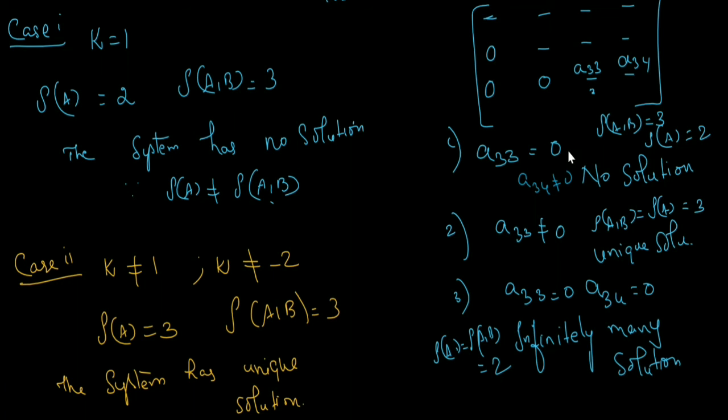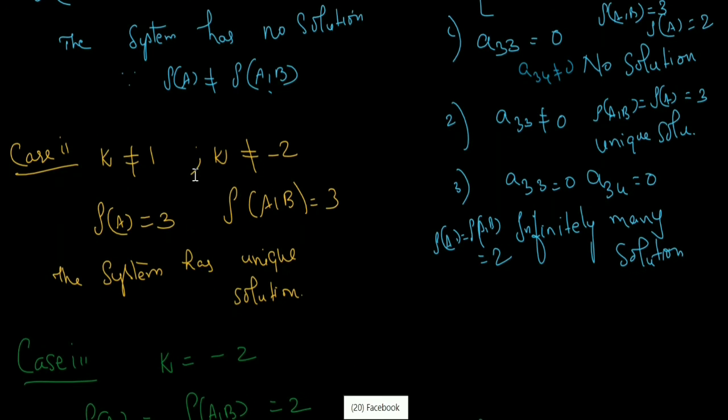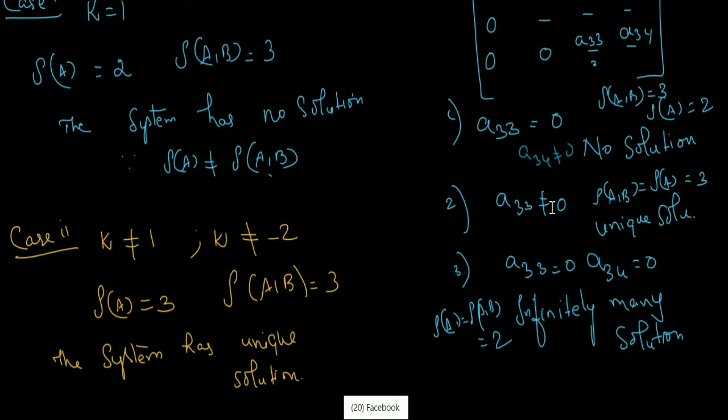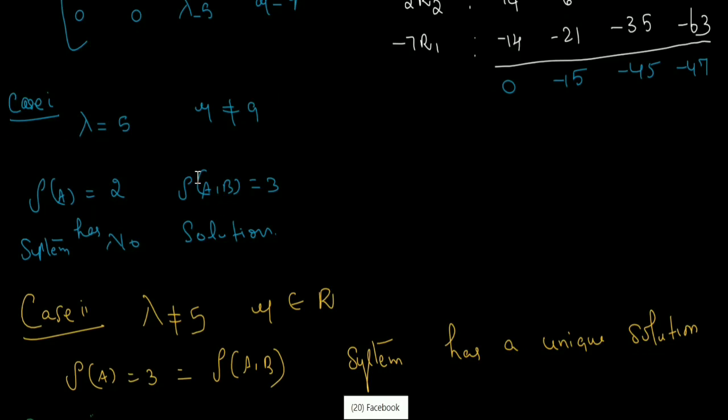Case 2. First we took A33 as 0 and this is not equal to 0. Here A33 is not equal to 0. That means this is not equal to 0, not equal to 5. So lambda is not equal to 5. So when lambda is not equal to 5, mu can be any number, mu can be even 9 also, mu can be any real number.